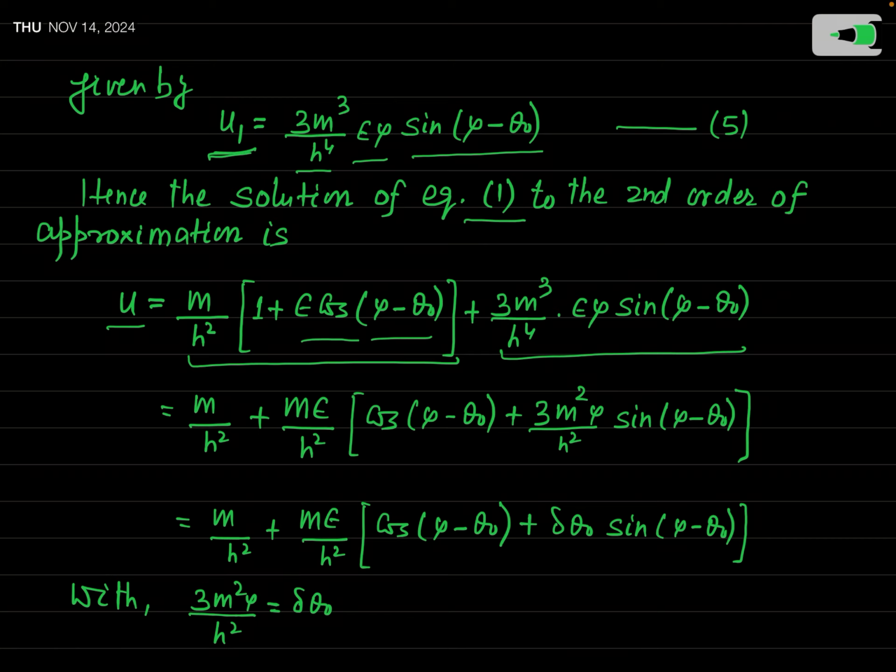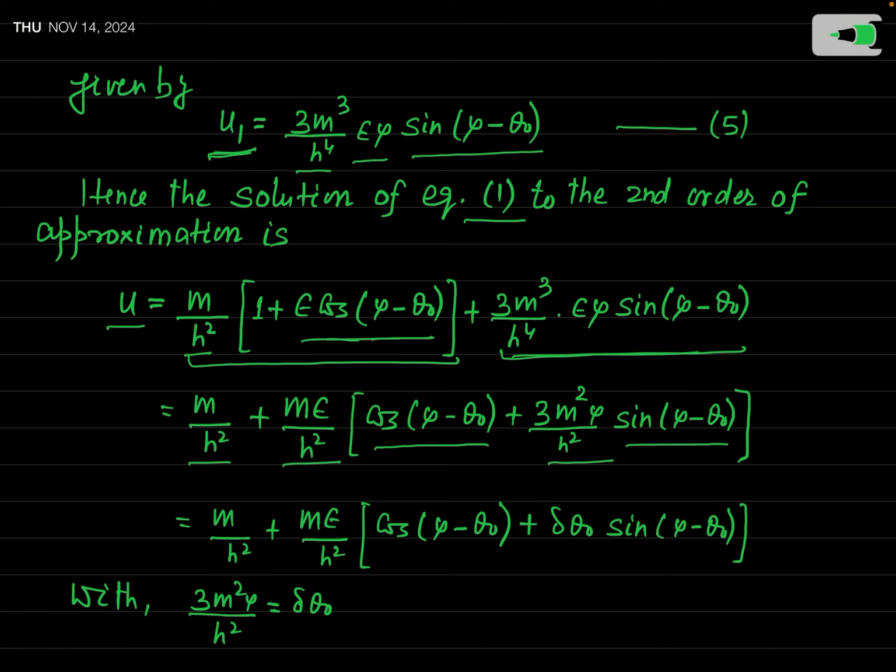Okay. Now again we will simplify the RHS of this result to some extent. See here, let us multiply m over h square to the terms inside the square bracket. The first term will be m by h square, and now associate the second term. This will be m epsilon by h square times cosine of phi minus theta naught, and among these two terms you can take m epsilon by h square as a common factor. When you take it as a common factor, the remaining terms will be cos of phi minus theta naught, plus 3m square phi over h square times sine of phi minus theta naught. Okay.